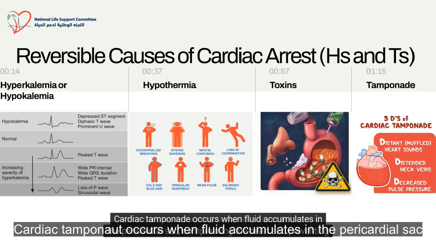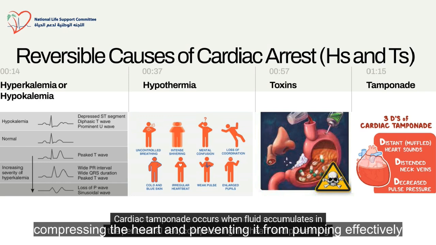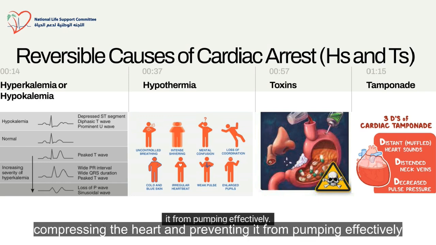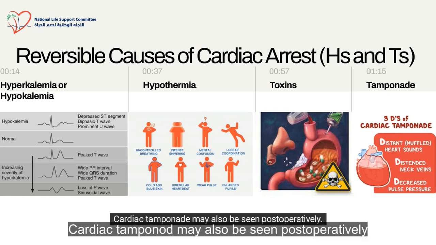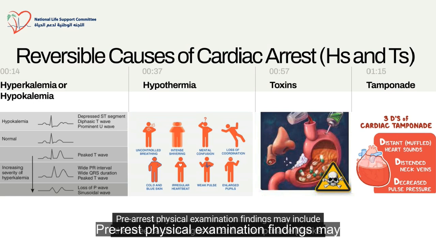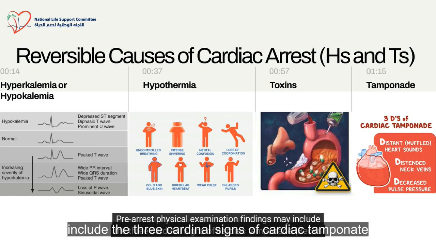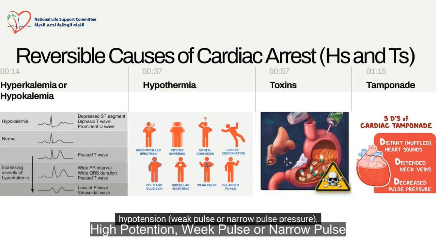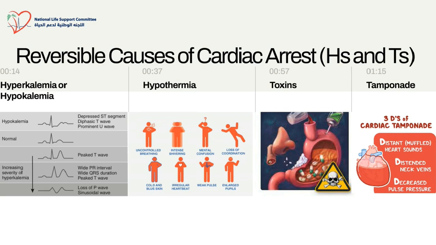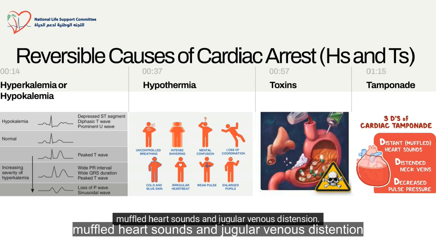Cardiac tamponade occurs when fluid accumulates in the pericardial sac, compressing the heart and preventing it from pumping effectively. Causes of cardiac tamponade include trauma, cancer, renal failure, infections, and idiopathic pericarditis. Cardiac tamponade may also be seen postoperatively. Pre-arrest physical examination findings may include the 3 cardinal signs of cardiac tamponade, Beck's triad: hypotension, weak pulse or narrow pulse pressure, muffled heart sounds, and jugular venous distension.